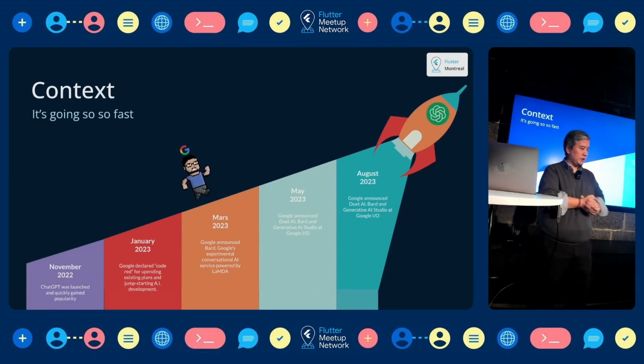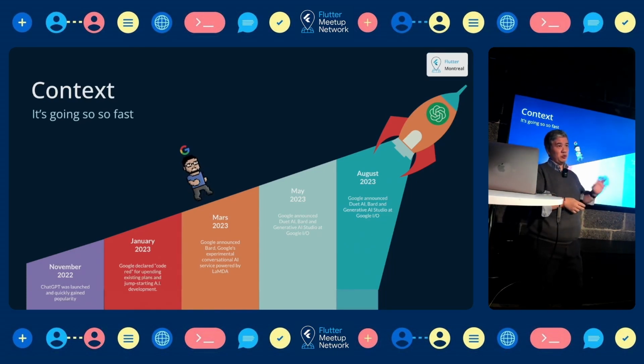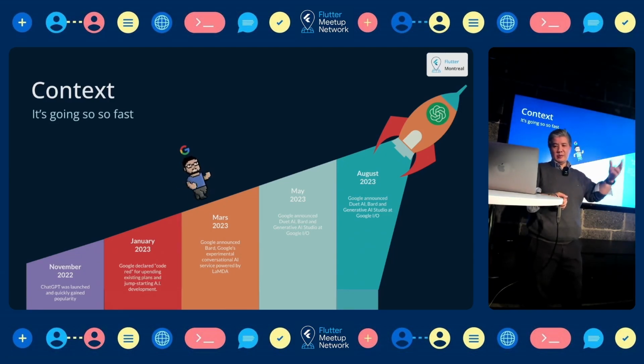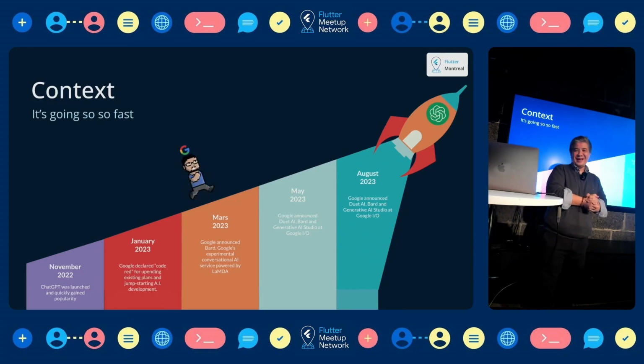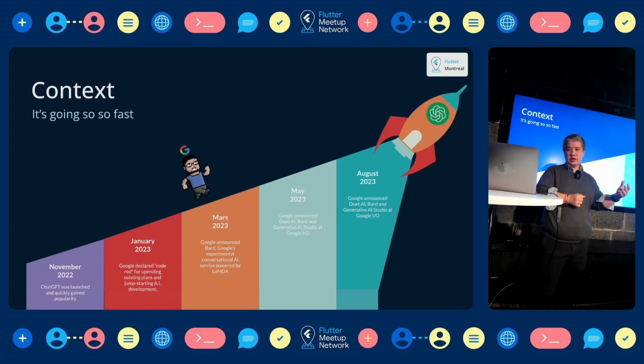So a little bit of history. It's going very fast. In November 22, ChatGPT was released. Google had published some very interesting things about artificial intelligence but was overtaken by ChatGPT, and in January they declared a red alert and focused everything on AI. They are trying to push new products, and in March 23 they published Bard.